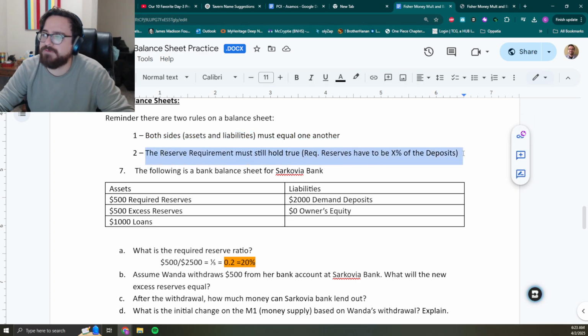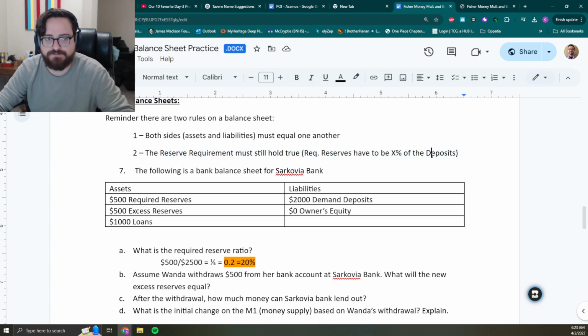Second rule, the reserve requirement must hold true. The required reserves have to be that correct percentage of deposits. That's what's wrong right now. This question is not solved because I haven't done this second step, which is that this number right here needs to be 20% of this 2,000. This percentage is not changing. This percentage is the rule they have to follow. So here's what's going to happen. I need to find 20% of 2,000. A fifth of 2,000 is 400.